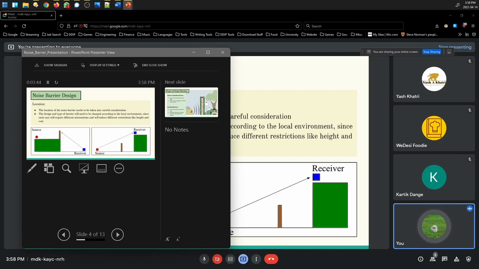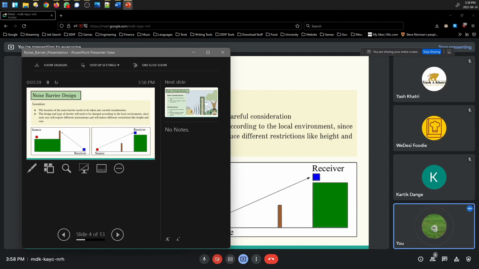Now, the source on the left means that the highway is at a higher elevation than the neighborhood, which is the receiver. Therefore, a small barrier should be sufficient. It'll block all the noise that needs to be blocked.